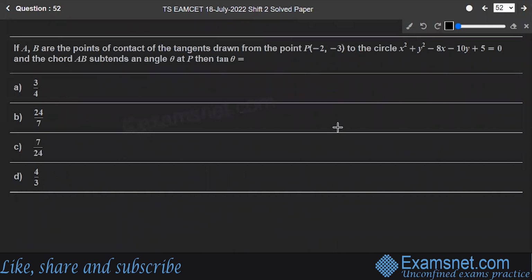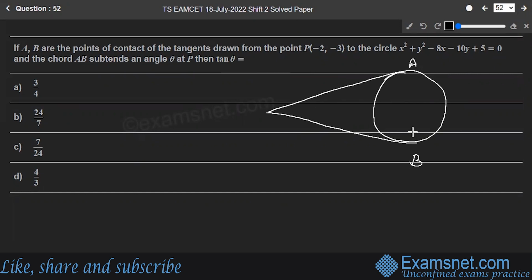Let's move to the next question, number 52. It says if A and B are the points of contact of the tangents drawn from this point, let's make this figure also. This is a circle and there is an external point. Let's draw two tangents, this and this. So, this is the point P.